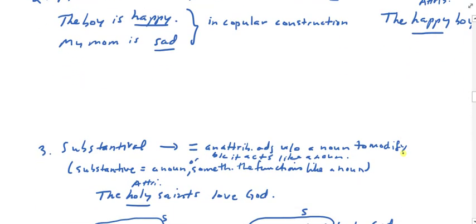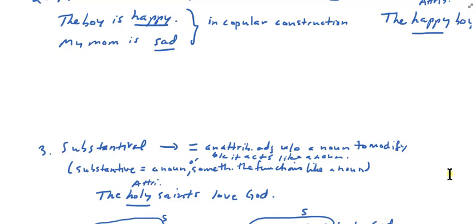Now, the third type of adjective is called a substantival adjective. Here, a substantival adjective is simply an attributive adjective which has no noun to modify, and because of that, the attributive adjective acts like a noun. Okay? A substantive is a noun or something that functions like a noun. So when the adjective is substantival, it means that the adjective functions like a noun functions.